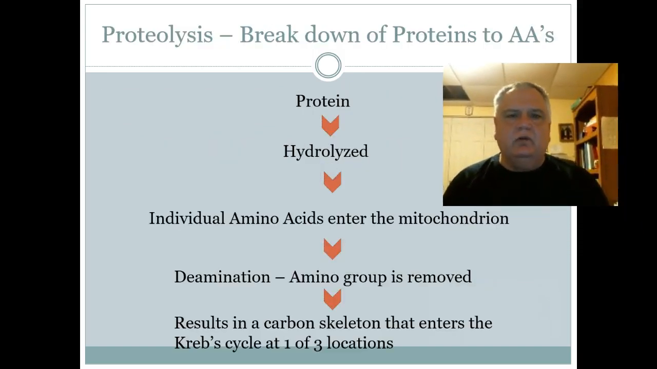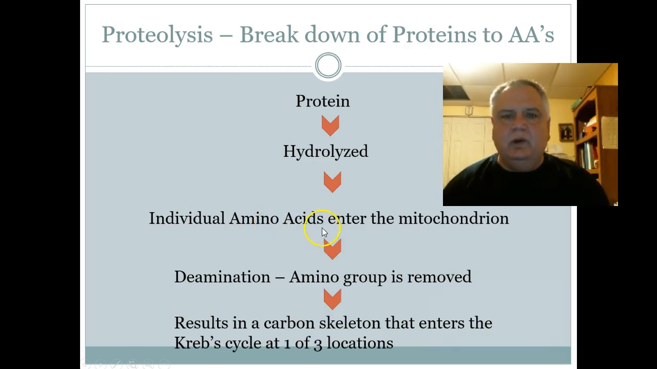So that's what I want to focus on here. I want to focus on what happens when proteins are broken down into amino acids, and then those amino acids are used as a source of energy in cells. The breakdown of proteins into amino acids is called proteolysis. During proteolysis, the protein is going to be hydrolyzed. That means enzymes will add a molecule of water between the amino acids in the protein, and that will cause the protein to begin to break down into the individual amino acids.